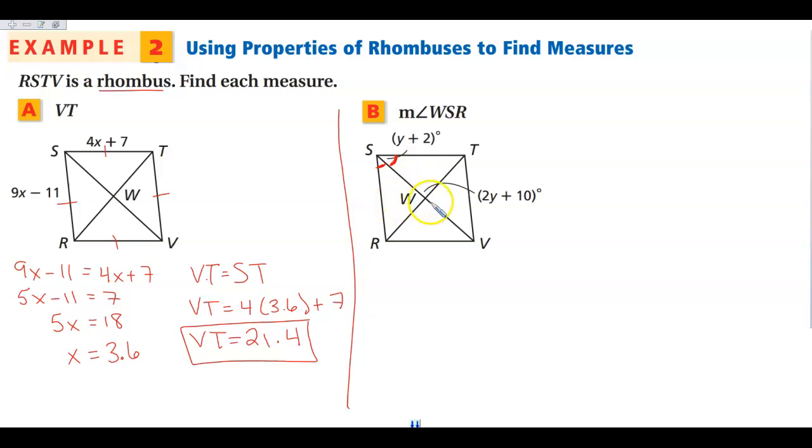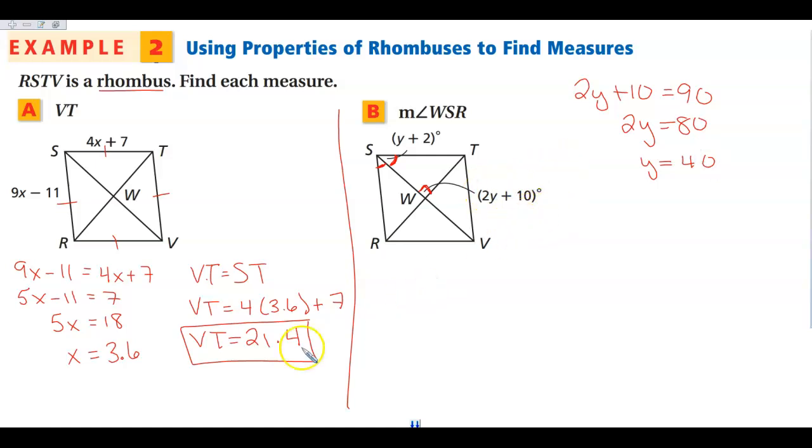But I only know this angle here as well. Well, this angle here doesn't have anything to do with this one here. But remember what else we know about diagonals of a rhombus, that they are perpendicular. So I know that this is a 90-degree angle. So I'm going to start by saying 2y plus 10 is equal to 90, okay? So I'm going to subtract 10 from both sides. I'm going to get 2y equals 80. Divide both sides by 2. I get y is 40, okay?